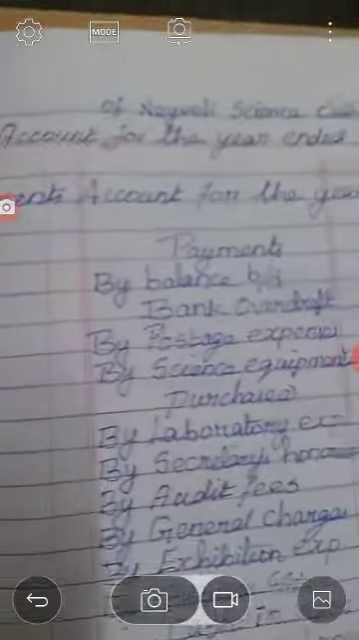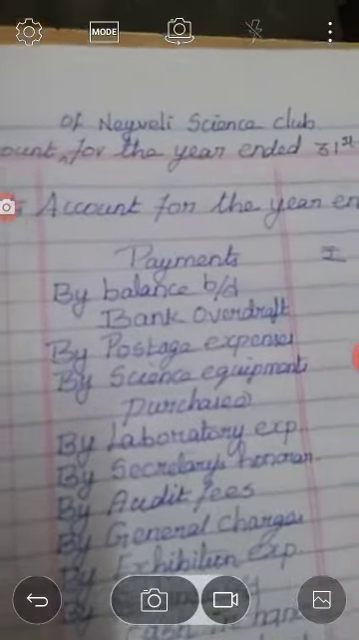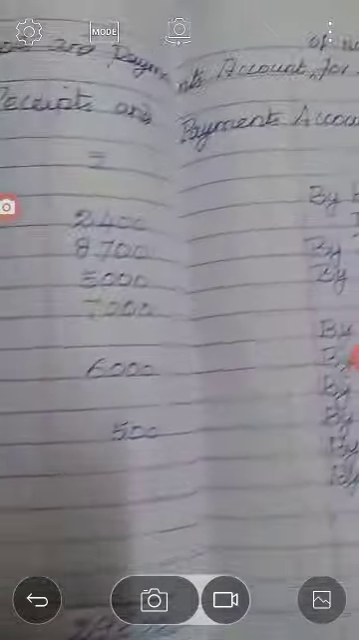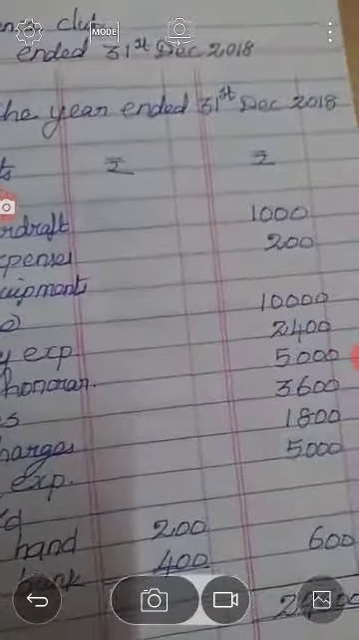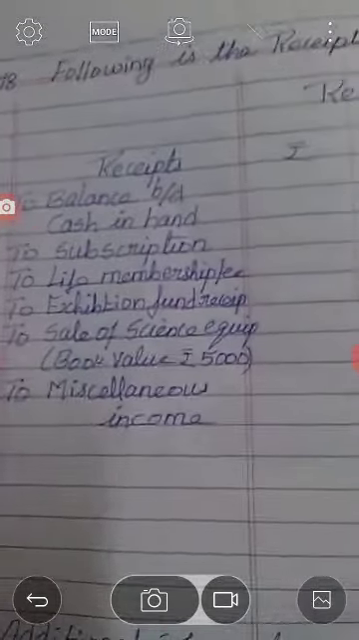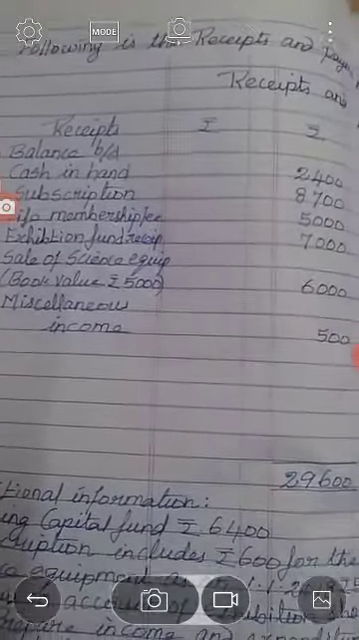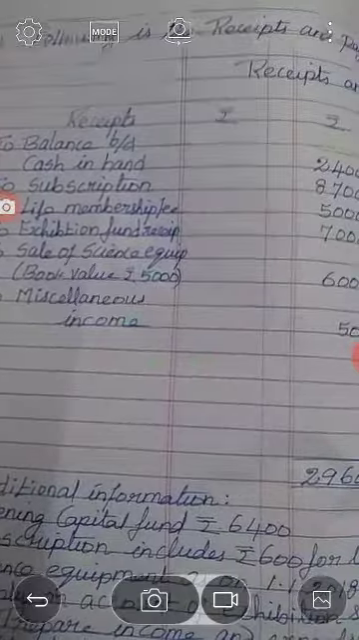From the receipts and payments account of a Navy Science Club for the year ended 31st December 2018. Now on the receipt side, to balance b/d, the opening balance of cash is 2400.